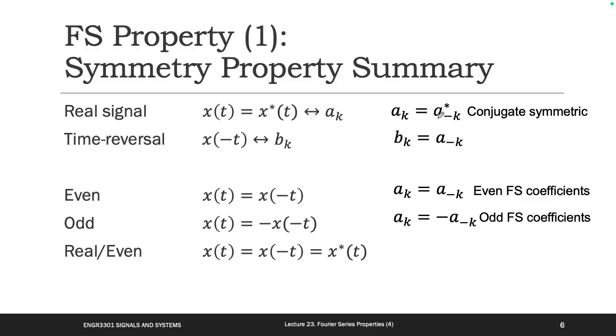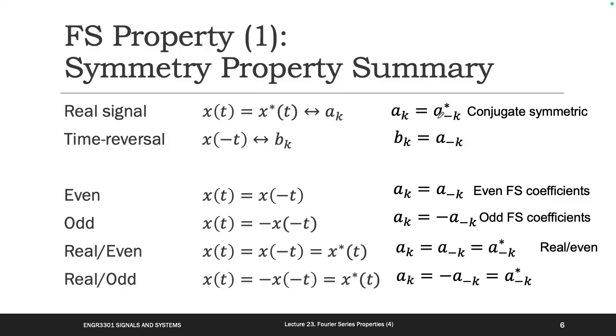And then if we have a real and even signal, we have this relationship for the FS coefficient, AK equal A negative K equal A negative K conjugate. And then you will find this FS coefficient is real and even. Which means if your FS coefficient is real and even, your signal is real and even. And if your FS coefficient is imaginary and odd, which means your signal is real and odd.